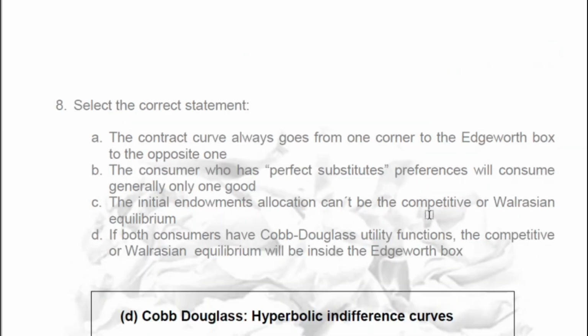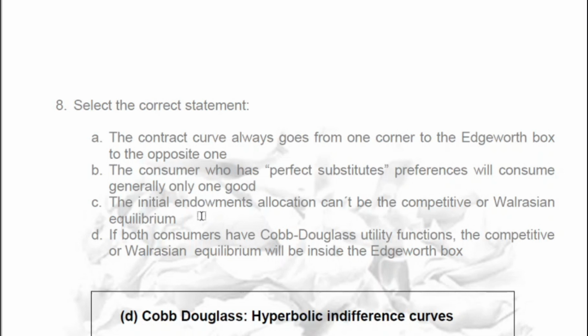Now number 8. Select the correct statement. The contract curve always goes from one corner of the Edgeworth box to the opposite one. No, this is false, and we've seen it many times. The consumer who has perfect substitute preferences will consume generally only one good. This is not correct, and I've told you many times in class.